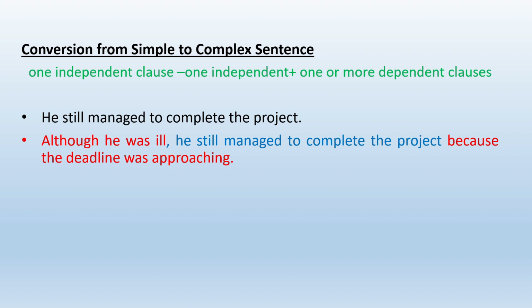So in the independent clause, he still managed to complete the project. We have added two dependent clauses: because the deadline was approaching and although he was ill. So this is how you convert a simple sentence to a complex sentence.